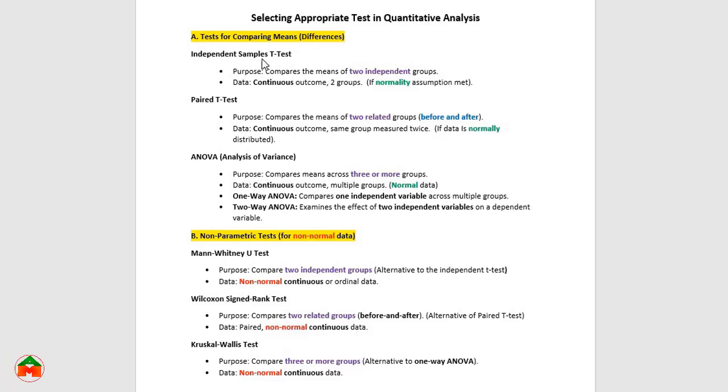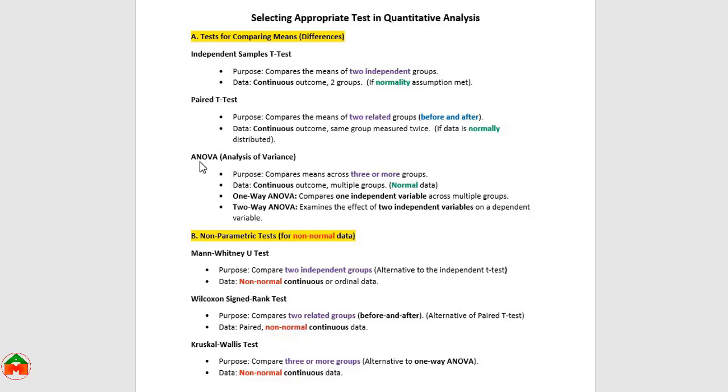We apply the independent sample t-test whenever you are going to compare two independent groups, for example, comparing test scores between male and female students. On the other hand, you can apply the paired t-test whenever you need to compare the means of two related groups, I mean before and after effect. For example, measuring the blood pressures before and after administering a new medicine to the same patients.